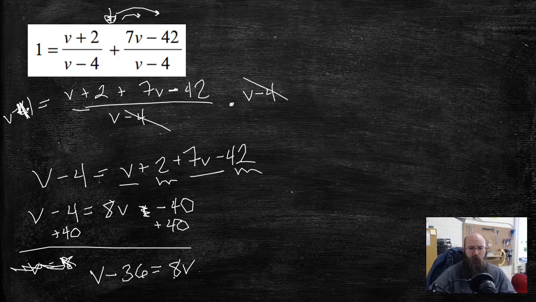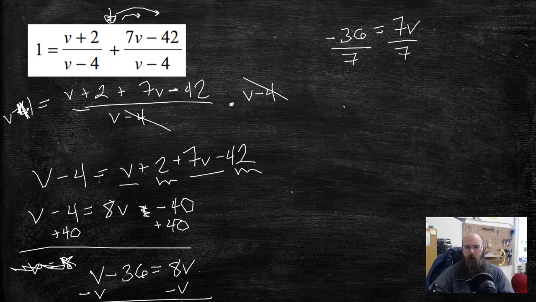So negative 36 equals 8v. I'm going to subtract that v. Negative 36 equals positive 7v. And that's a bummer because that's not going to really simplify a whole lot for us. And I'm just going to leave that like that, an ugly fraction. There we go. Negative 36 over 7. All right, I think I'm good there.